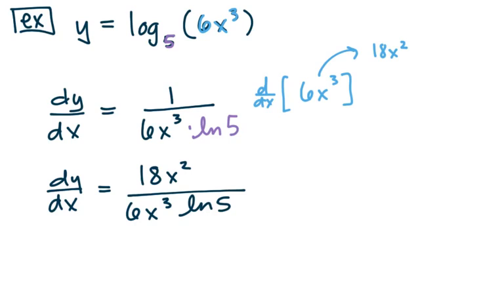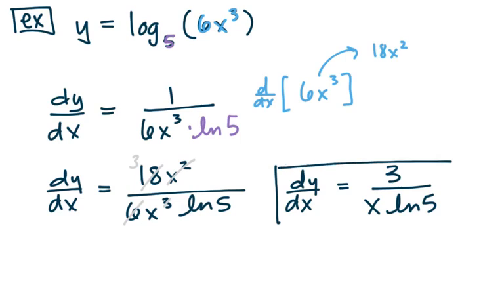This, of course, I can simplify. X squared is going to reduce that down to 1. 18 over 6 will turn that guy into 3. The derivative of y with respect to x is 3 over x ln 5. And that's my final answer. So make sure you practice this a little bit before we move on to the next video.